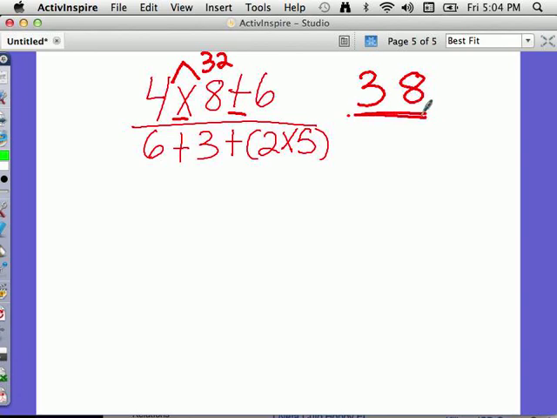Now, Ms. Holland, can I now go down to my denominator part? Yes, you can, because we have our numerator complete. Sweet. So down here in my denominator, I see that I do have parentheses this time. Yes, we take care of that first. So 2 times 5 is? 10. Excellent. And so now I have 6 plus 3 plus 10. Yes, can we rewrite that? Yes, we can. So I can do this right here. 6 plus 3 equals? 9. And then 9 plus 10 equals? 19. So right here, my denominator is 19.